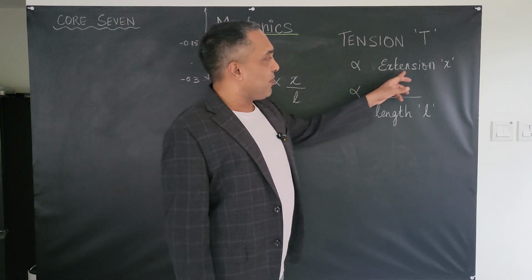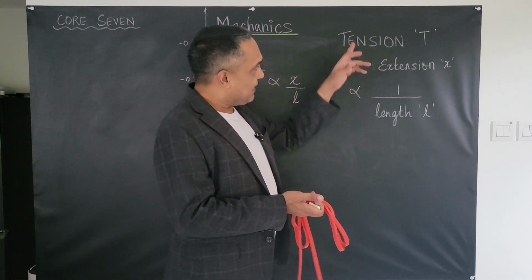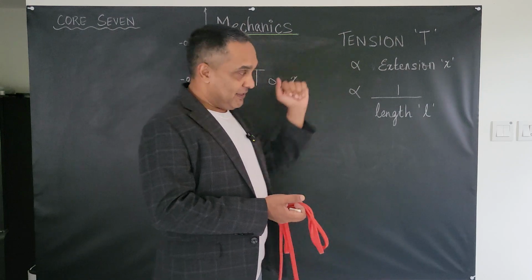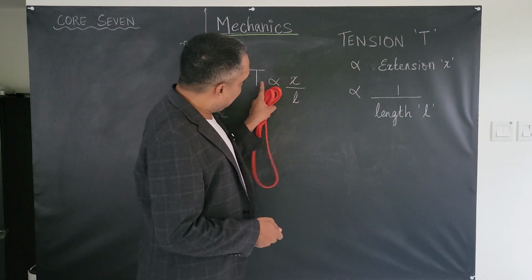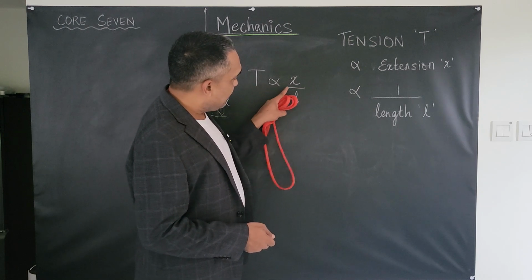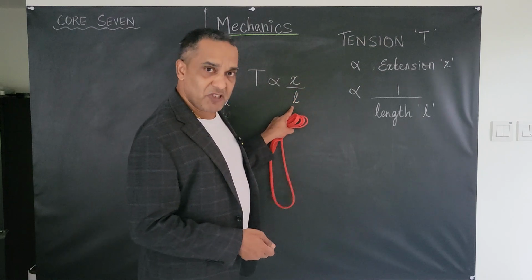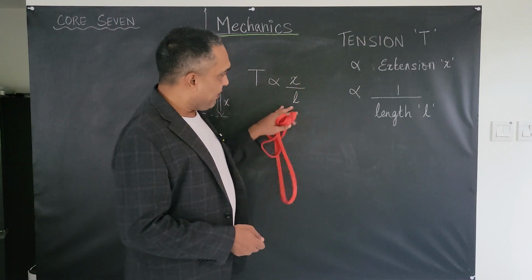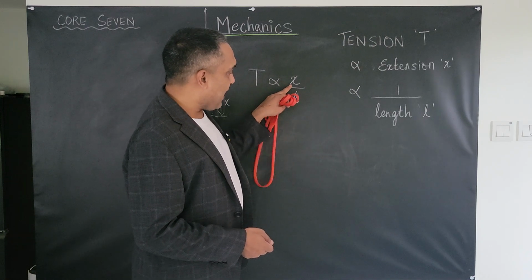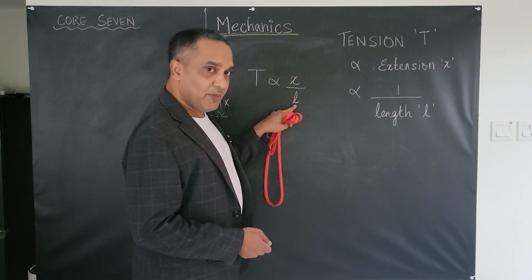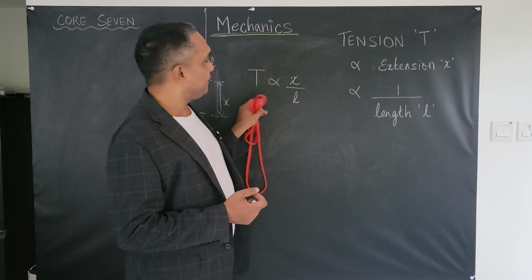Because in a spring, this would be compression by how much it goes down, and tension will be replaced by thrust. But all of the others stay the same. So the greater the tension, the more you've extended it with respect to its original length. If L remained constant, higher the x, greater the T. Or if you knew x, but the original length was smaller for the same x, you'd have much higher tension.